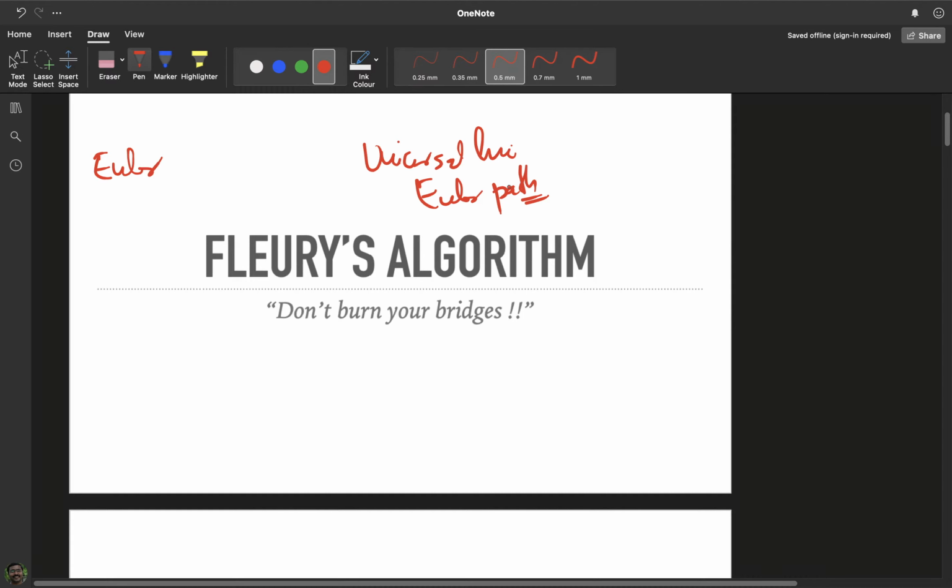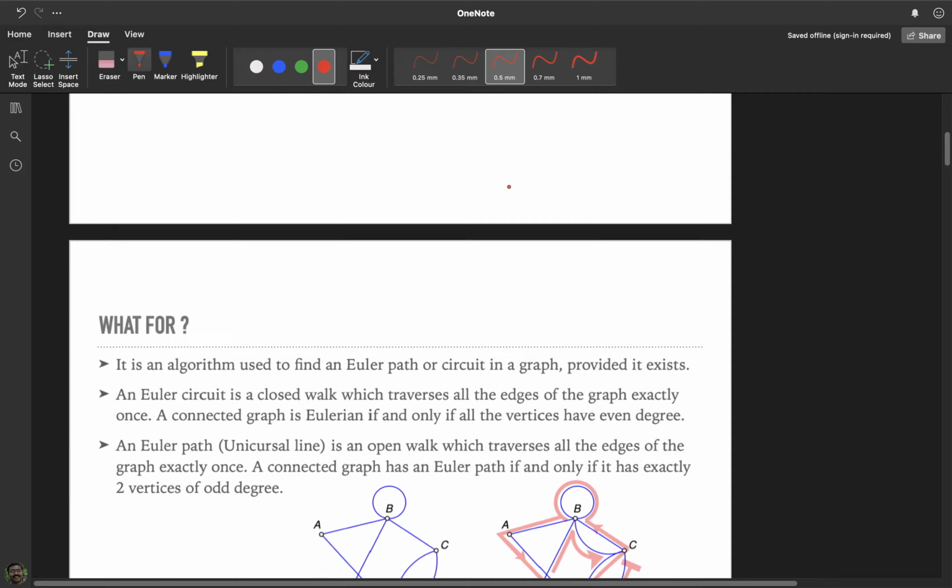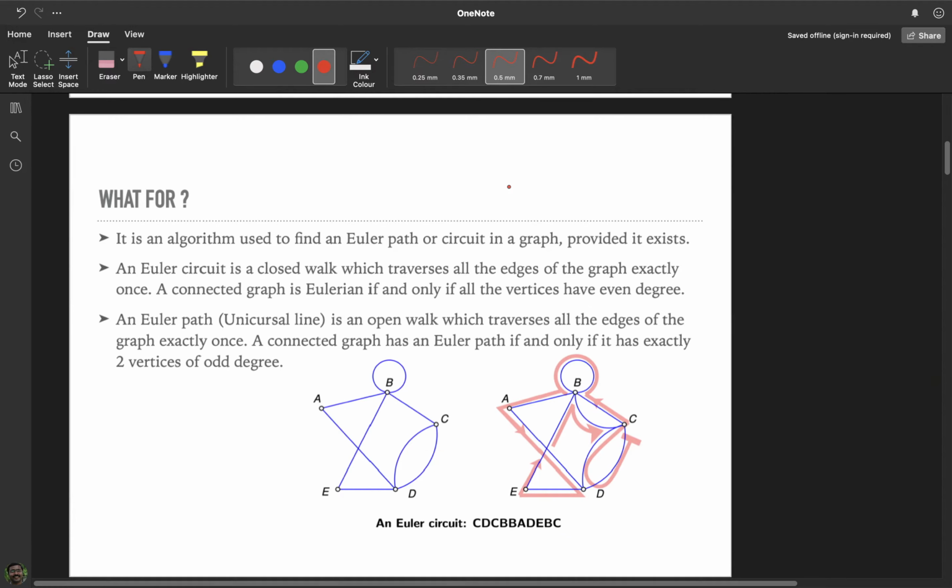These terms are actually used interchangeably in many textbooks. So just think that an Euler circuit is actually the Euler line which you have studied. Euler line we'll now be calling Euler circuit. You have to be mindful of the terminology here. And for the universal line which you studied earlier, now we will be calling it an Euler path.